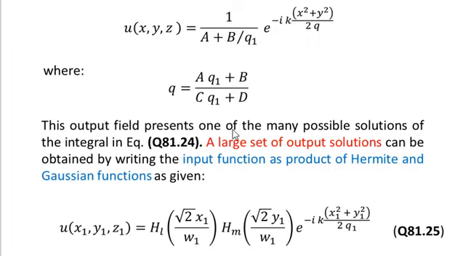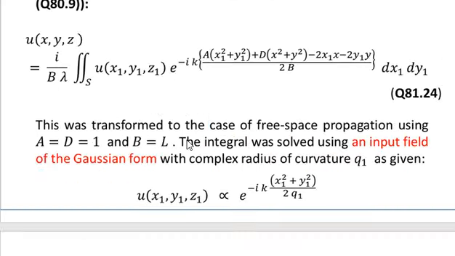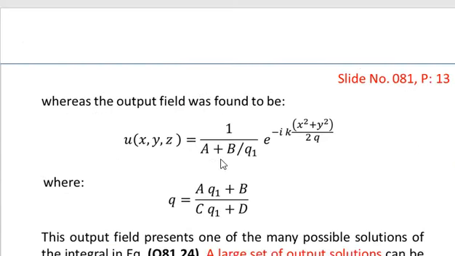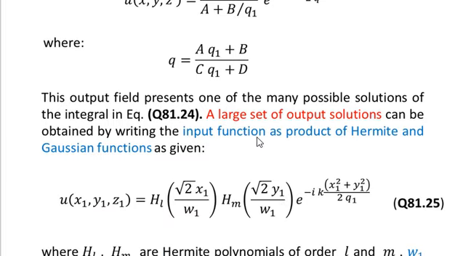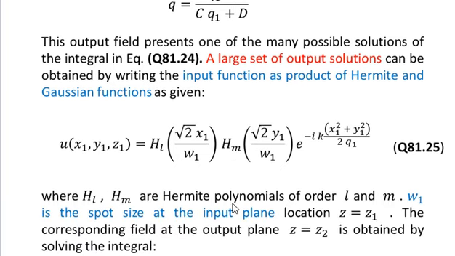This output field represents one of the many possible solutions of the integral in equation number 24. That is, in this equation many solutions are possible due to this relationship. So if many a, b, c, d are possible, then of course many relationships could be possible. A large set of output solutions can be obtained by writing the input function as a product of Hermite and Gaussian functions as given. So you see that a large set of output solutions can be obtained by writing the input functions as a product of Hermite and Gaussian functions, which is shown in equation number 25.